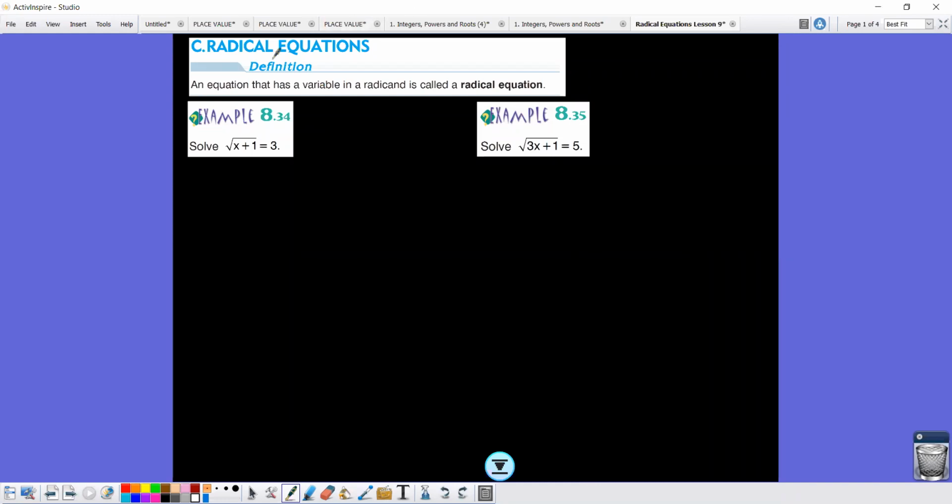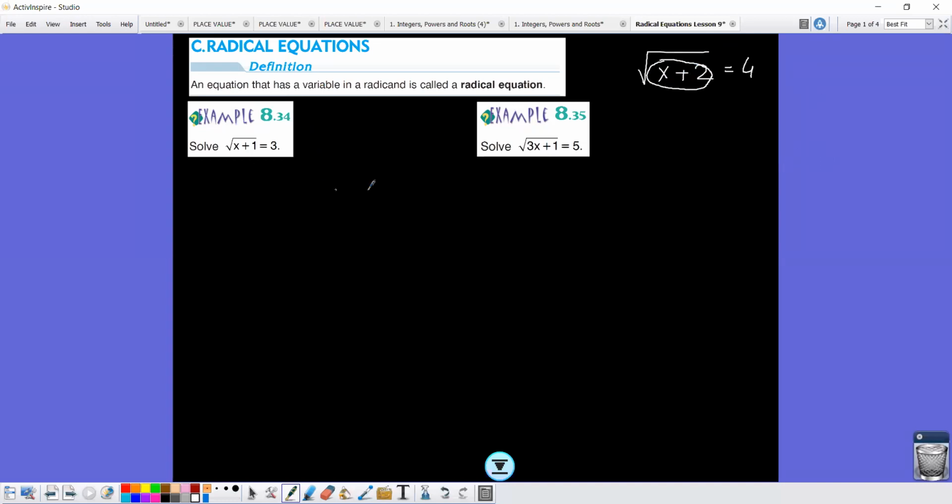Now let's start with radical equations. What does radical equation mean? An equation that has a variable in a radicand. The radicand is the part inside of the radical sign. So here, if we have a variable, what does variable mean? An unknown. For example, if I have the square root of x plus 2 equal to, let's say, 4, this is a radical equation. In the radicand, you have a variable, an unknown.